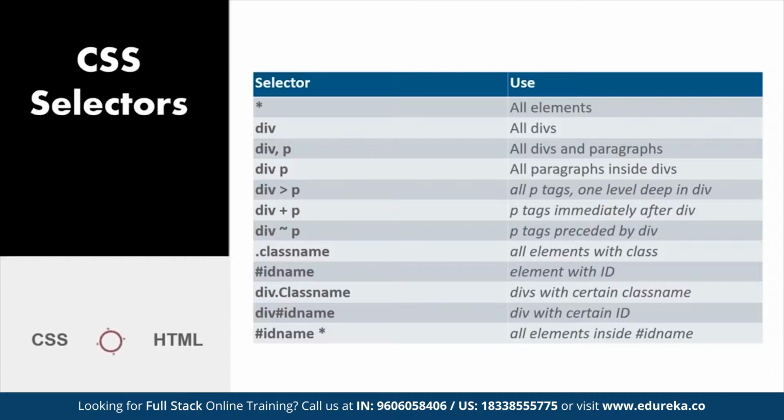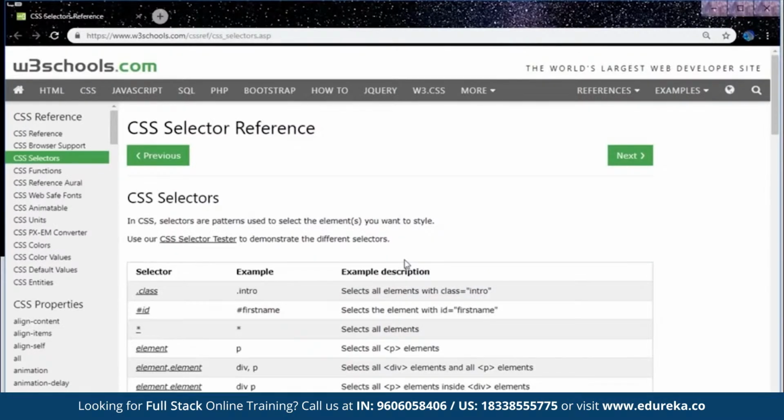Now going through all the CSS selectors is a pretty cumbersome job, so I recommend that you go through this page on W3 Schools, which has all the different types of selectors and the different types of pseudo selectors all listed out.